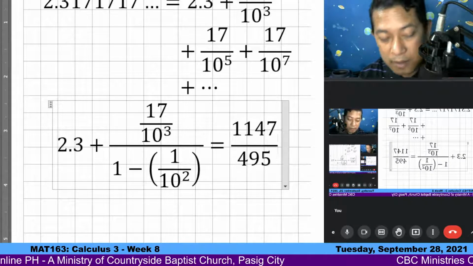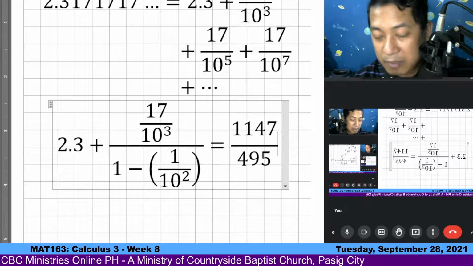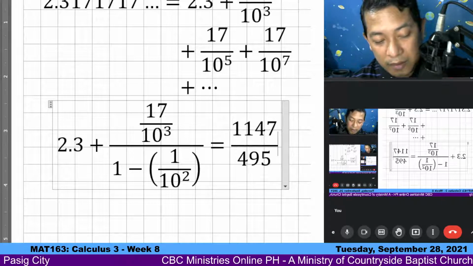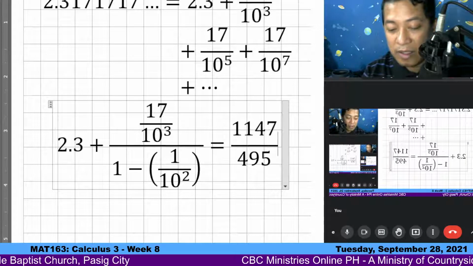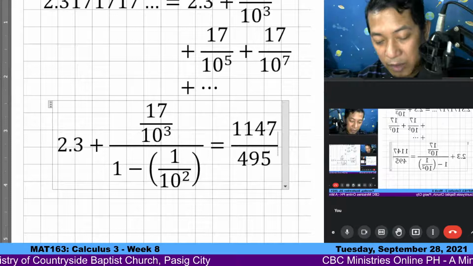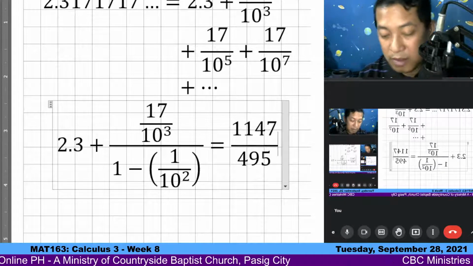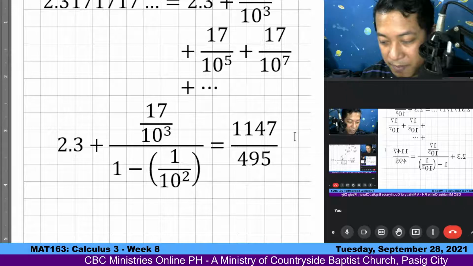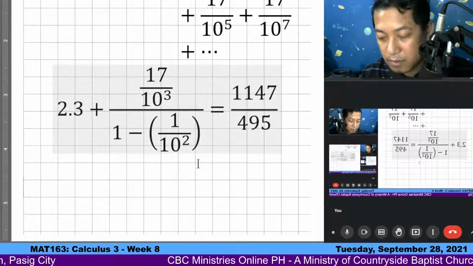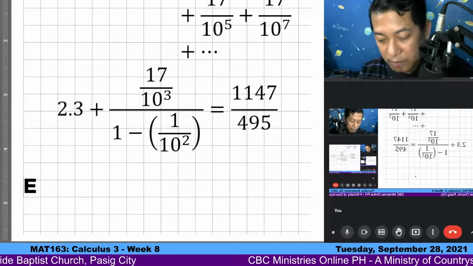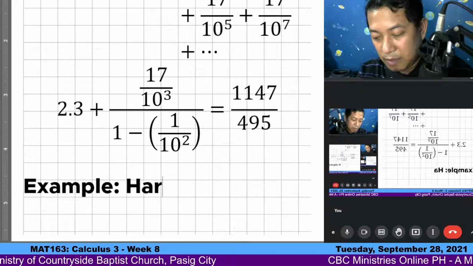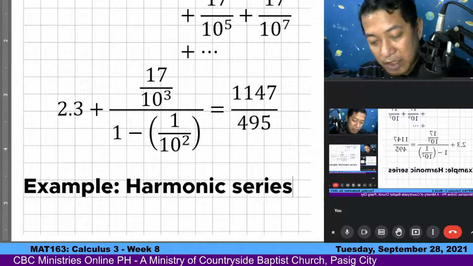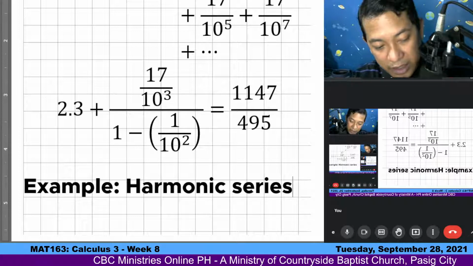Aside from the arithmetic series that we already discussed, plus the geometric series, we also have a harmonic series. When we say harmonic series, if you get the reciprocal of the terms, it will follow an arithmetic series, mga kapatid. For instance, another example that we may have: a harmonic series. When you take the reciprocal, it becomes an arithmetic sequence or series. That is what harmonic series means.